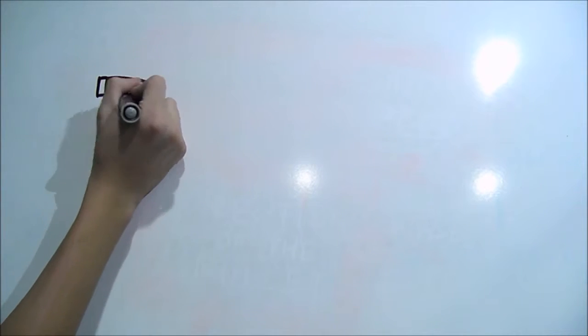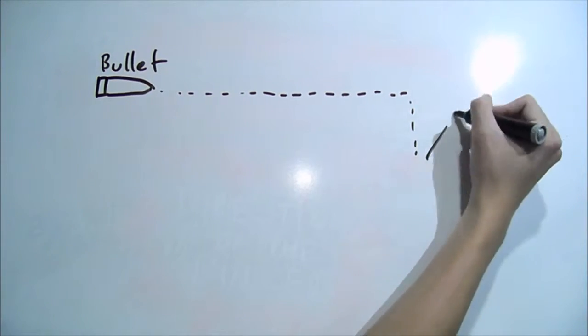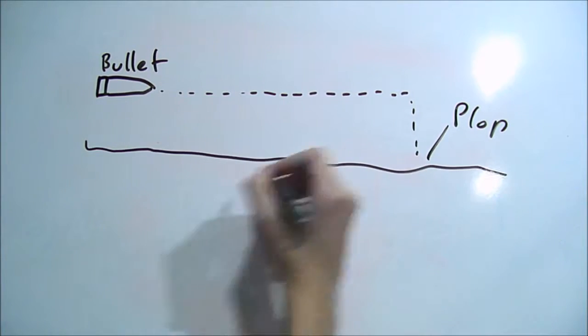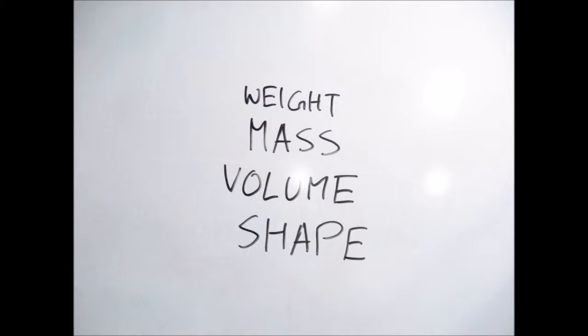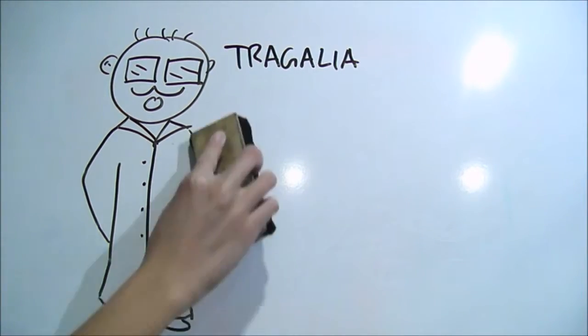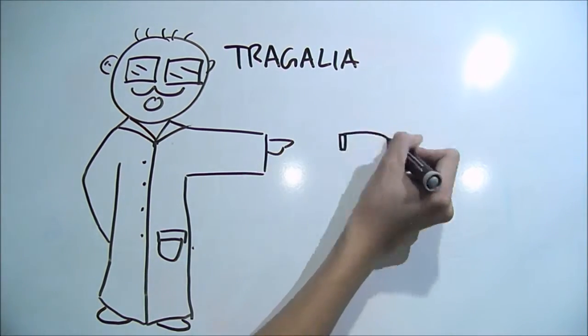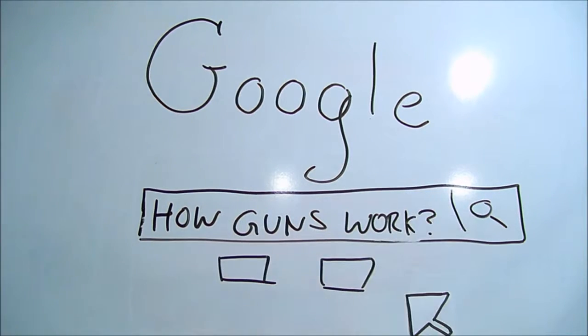Before and during the 16th century, it was believed that all bullets travel in a straight, linear path until its speed was spent, thus dropping abruptly to the ground. This was believed to apply to all bullets regardless of its weight, mass, volume, or shape. In 1537, an Italian scientist by the name of Tartaglia discovered that bullets actually travel in arcs. This happens for two reasons.